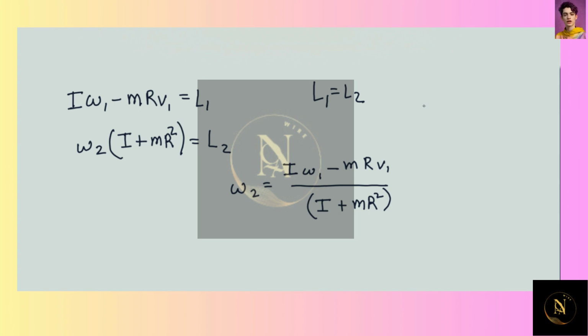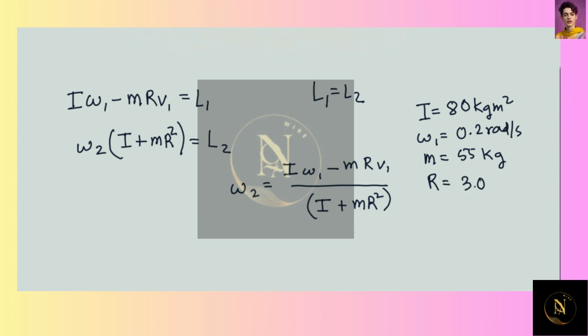The given values are the moment of inertia of the turntable, which is 80 kg meter squared, omega 1, the initial angular velocity, which is 0.2 radians per second, the mass of the runner, which is 55 kg, the radius of the turntable, r, which is 3 meters, and v1, the linear velocity of the runner with respect to earth, which is 2.8 meters per second.